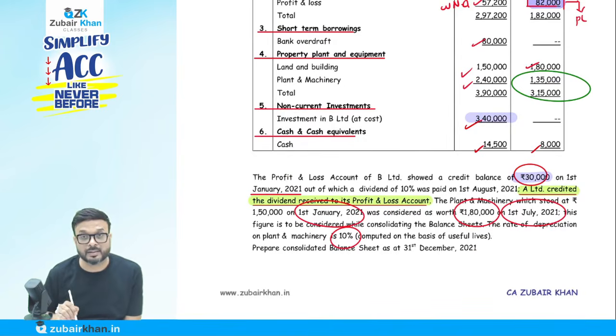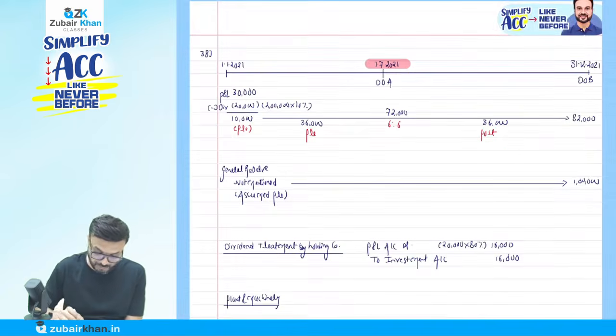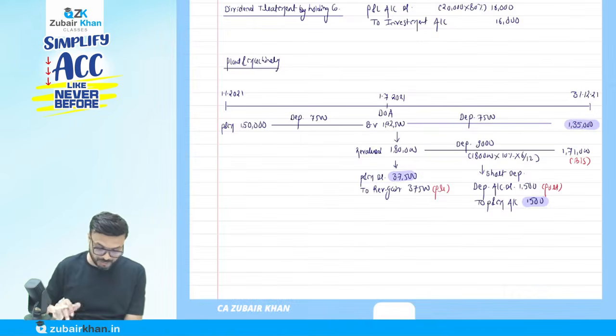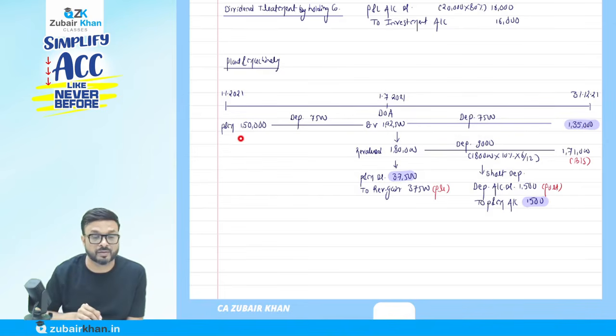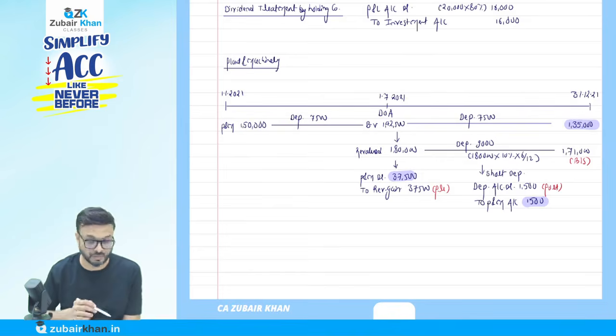This is the plant and machinery, which stood at rupees 1,15,000 on 1st of January at the start of the year, and was considered worth rupees 1,18,000 on 1st of July. Rate of depreciation is 10%. Now understand this point here. The plant and machinery appearing in the balance sheet at the end of the year is 1,35,000. They said at the start of the year it was 1,50,000, with the rate of depreciation 10%. If you take 10% of 1,50,000, that will come to 15,000 only. So 1,50,000 minus 15,000 comes to 1,35,000.